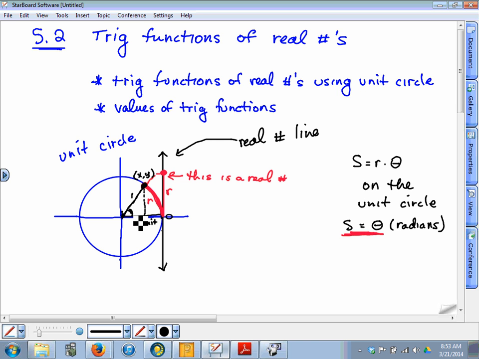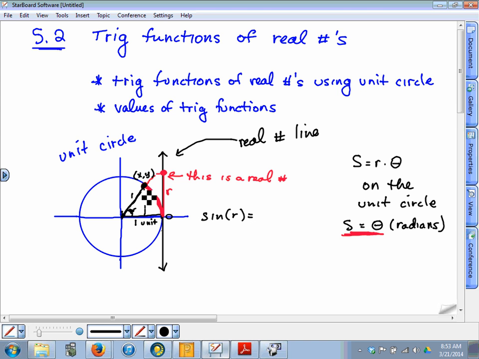What is it from here to here? What's the measure of that angle? R, right? The arc here, from the x-axis up to that angle, that's an arc length of r. But on the unit circle, the arc length is the same as that radian measure, so we have r right there. So what if I wanted to do the sine of that real number r?